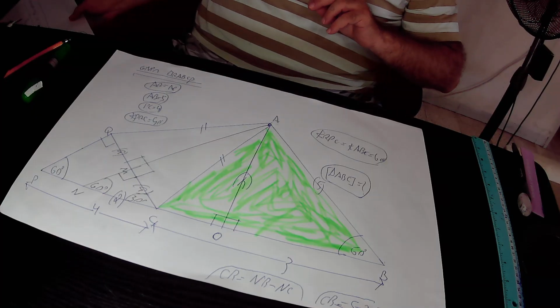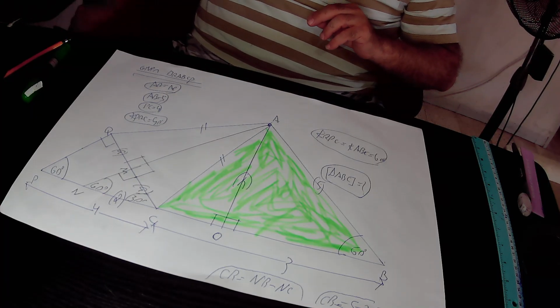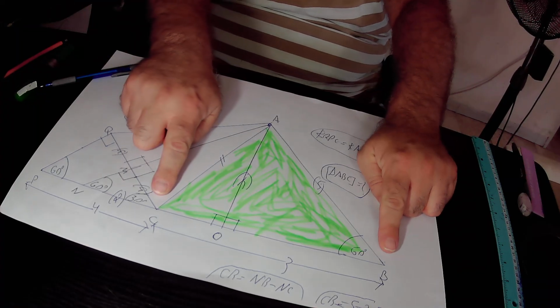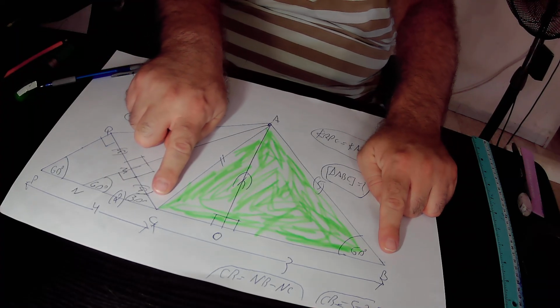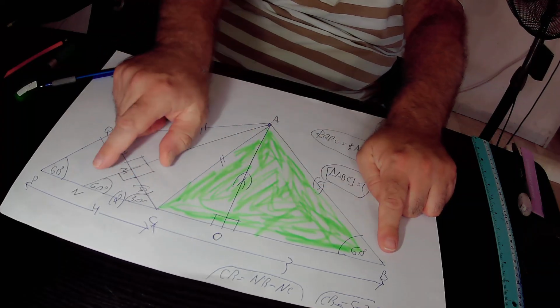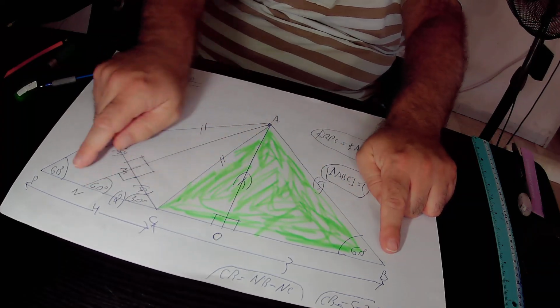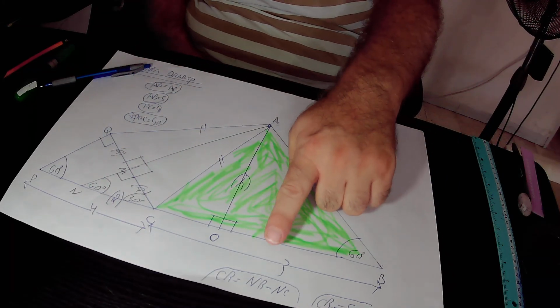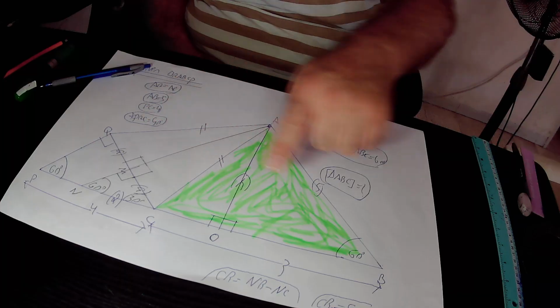So, what is the length of the missing side CB? From the drawing, it is very easy to see that CB equals NB minus NC. Again, CB equals NB minus NC.